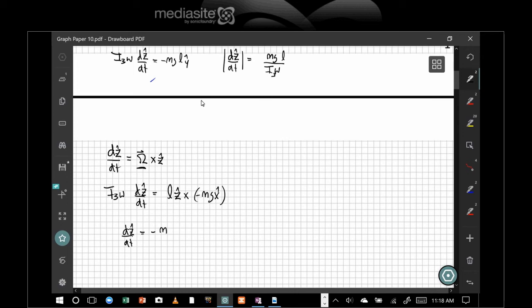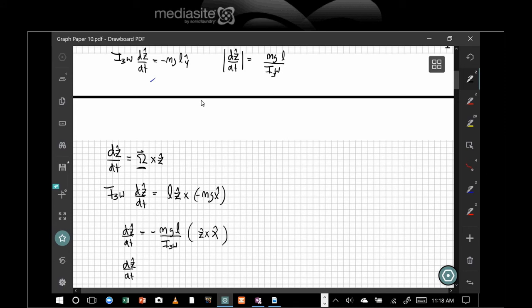I'm going to get minus mgl, and then I have I3 omega. And then here I'm going to get z hat from here cross x hat. That's what I have. Okay, so everything's fine there. Now what I'm going to do is I'm going to basically flip, use the anti-commutative property of the cross product, and I can write this.